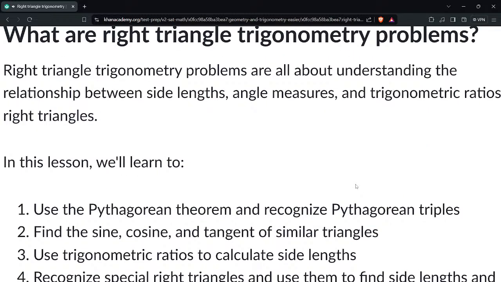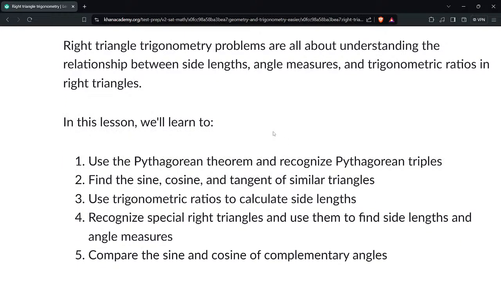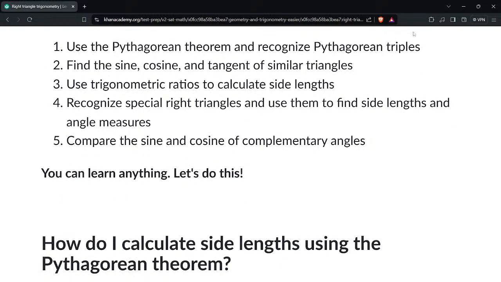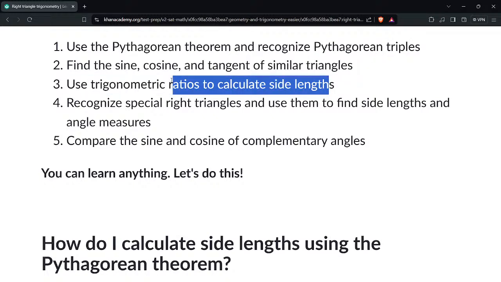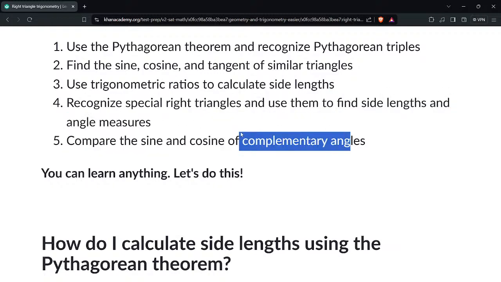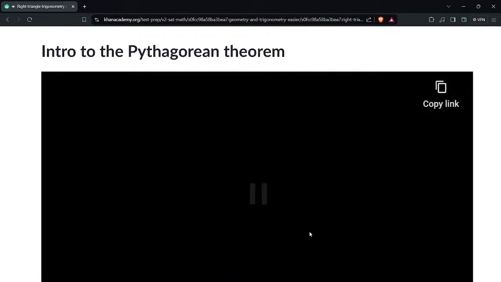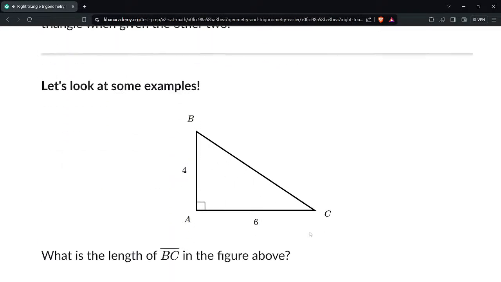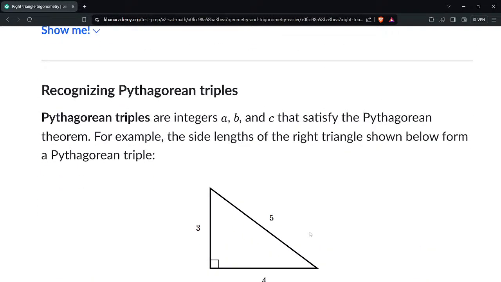Lesson 3. What are right angle trigonometric problems? Understanding the relationship between blah blah blah. This is easy. This is easy. Okay, this I don't know. And this, okay, I know that. I know this. Okay, this is dumb.